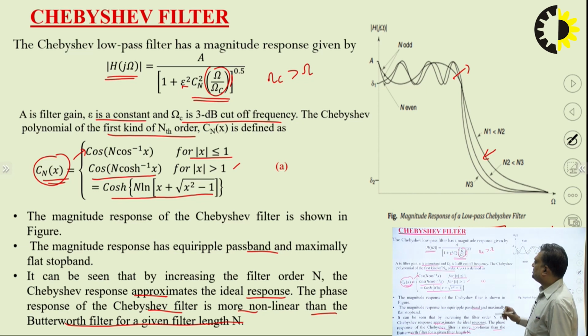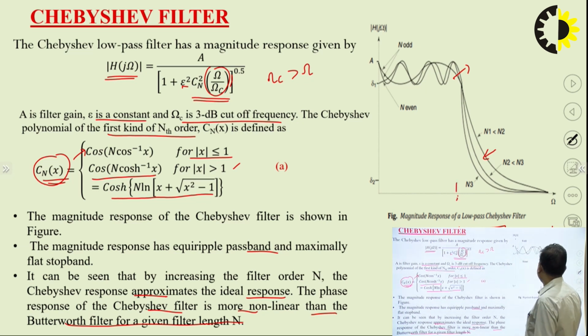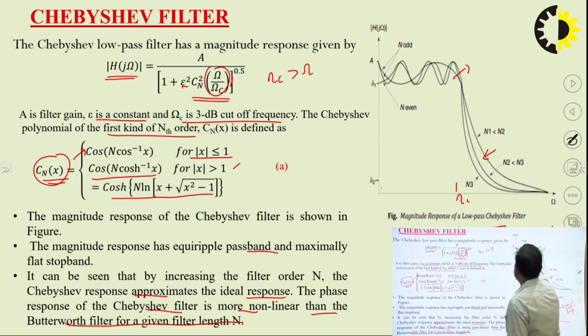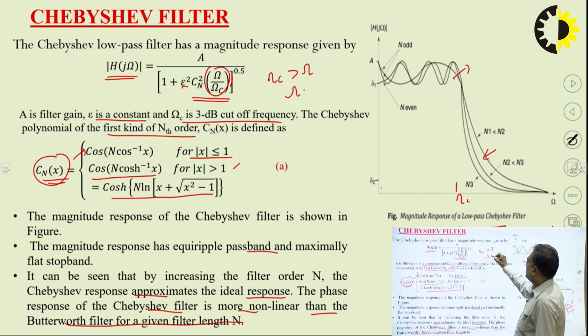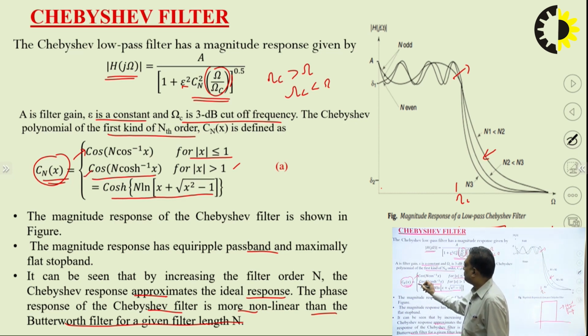Okay. So, we can see that until omega is less than omega c, where omega c is the cutoff frequency, in this region the value is almost constant, within the interval delta 1 to a. As soon as omega becomes greater than omega c, the value of x will be greater than 1, and we have to use this formula.